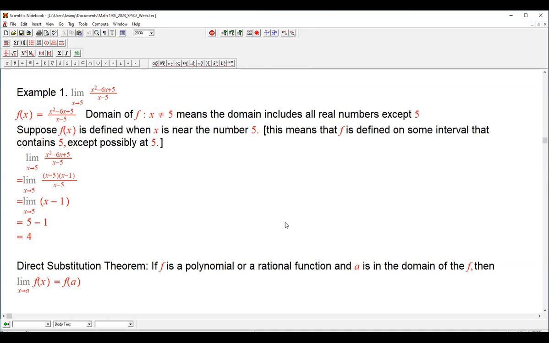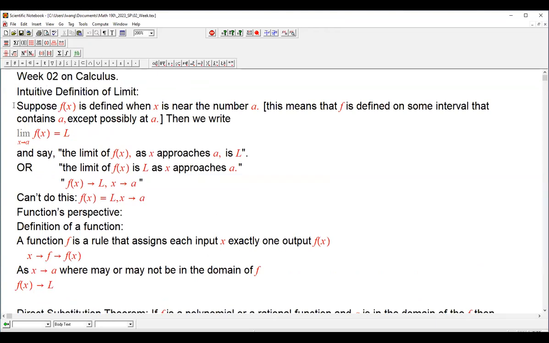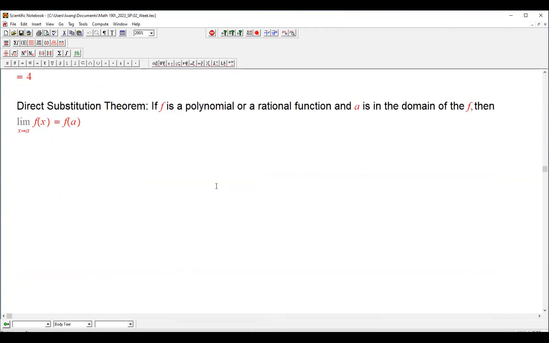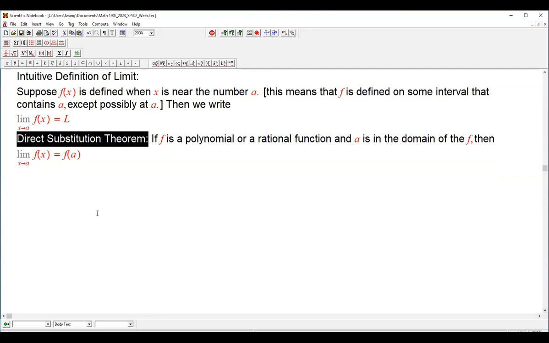Okay, so we learned these two theorems. One theorem or one definition for this week. So let's look at another example. What I'm going to do is bring the definition and this direct substitution theorem along with us. We have the intuitive definition of limit, and we also have the direct substitution theorem. So we're going to apply these two in two questions in our homework.